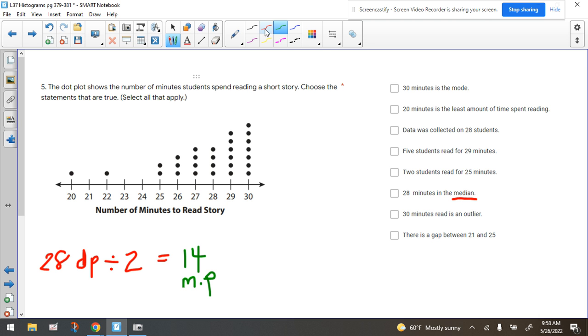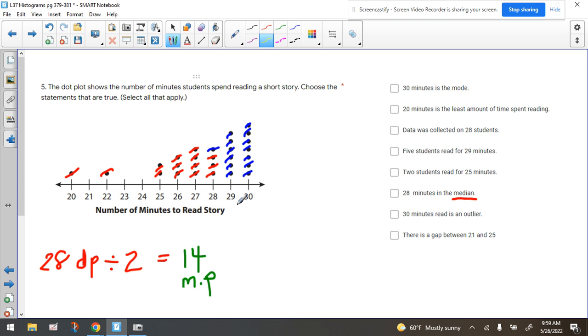So I'm going to use red to go from the low end. 1, 2, 3, 4, 5, 6, 7, 8, 9, 10, 11, 12, 13, 14. I'm going to count 14 in from the high end. 1, 2, 3, 4, 5, 6, 7, 8, 9, 10, 11, 12, 13, 14.